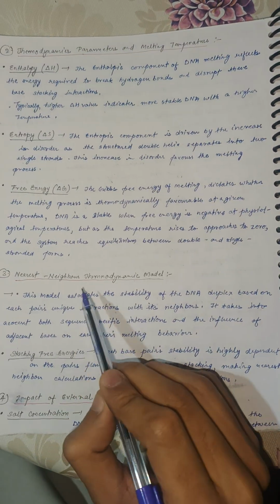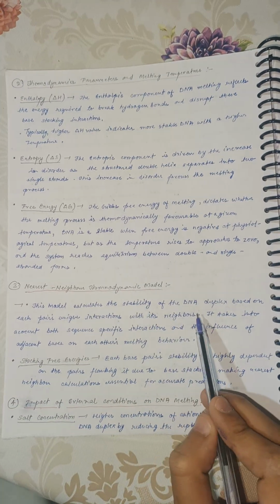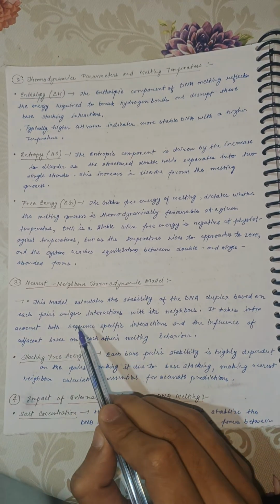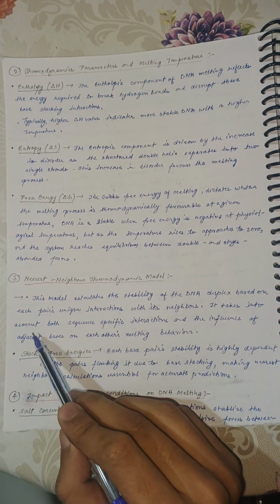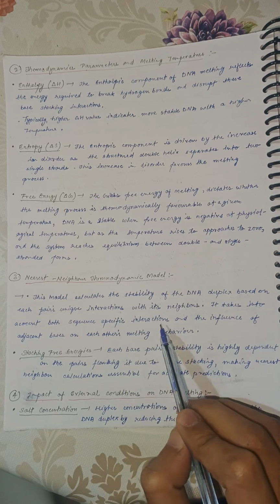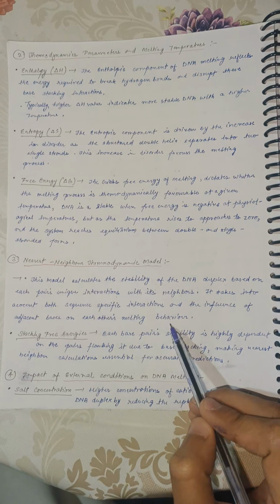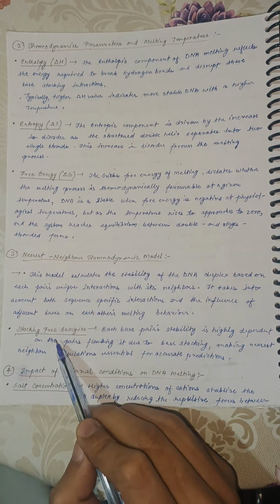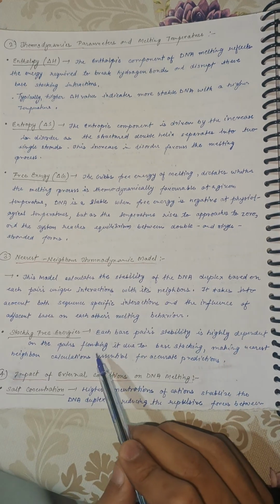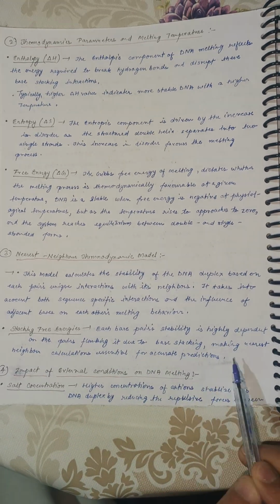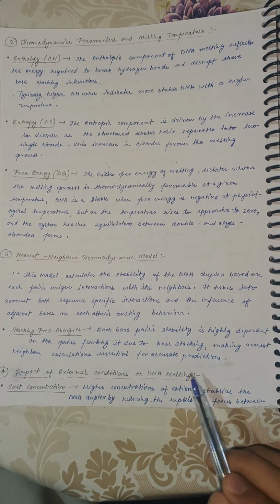Third one is the nearest neighbor thermodynamic model. This model calculates the stability of the DNA duplex based on each base pair's unique interactions with its neighbors. It takes into account both sequence specific interactions and the influence of adjacent bases on each other's melting behavior. Stacking free energies. Each base pair's stability is highly dependent on the pairs flanking it due to base stacking, making nearest neighbor calculations essential for accurate predictions.